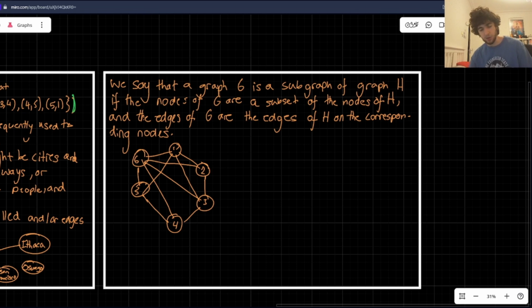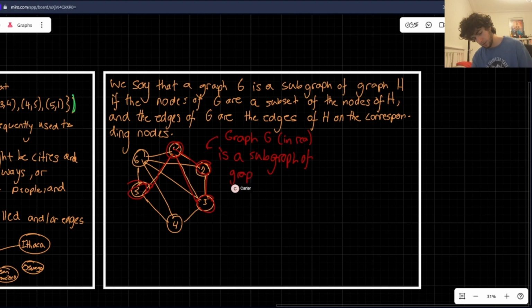And then a subgraph of this graph might be something like this. So you take the vertices 1, 2, 3, and 5, and you take these specific connections between those vertices like that. And then effectively, we say that graph G in red is a subgraph of graph H, which is just the entire graph. And the reason for that, going back to the definition to make sure we're confident with that, is that all of the nodes in G, so nodes 1, 2, 3, and 5, are also nodes in the graph capital H.